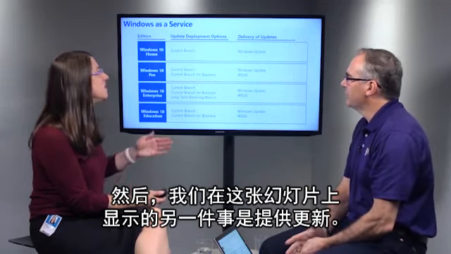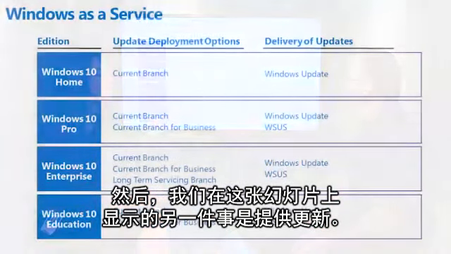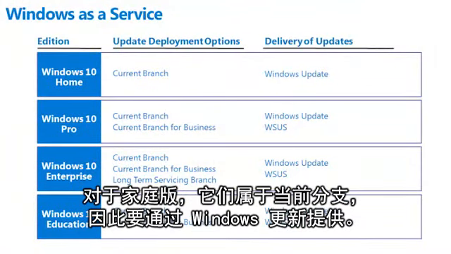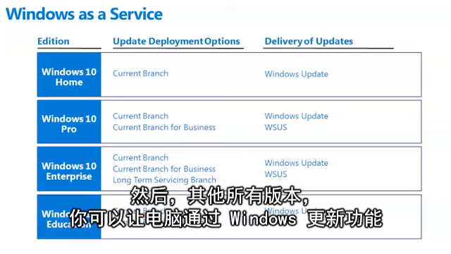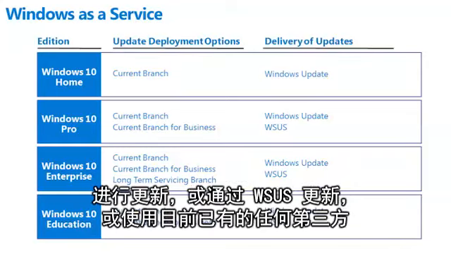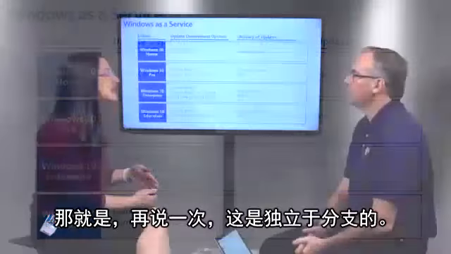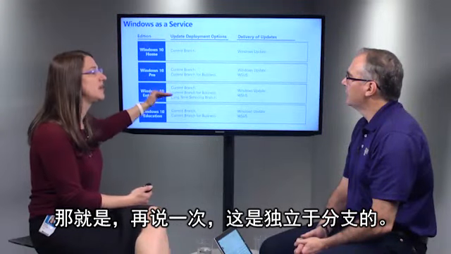Exactly. And so then the other thing we show on this slide is the delivery of updates. So for the Home Edition, they're on current branch, and it's going to be through Windows Update. There is no capability in the Home Edition to have managed deployment of operating system updates. Now, all the rest of the editions, you can choose to have the PC either taking updates through Windows Update or through WSUS or any third-party deployment management tool that's out there today. And that is, again, independent of which branch you're on.